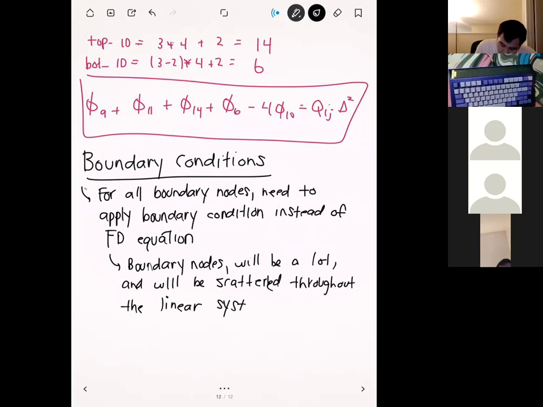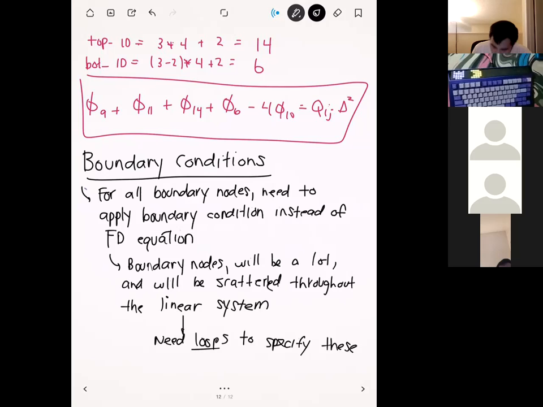Right. So this makes things a lot more complicated. And so what you'll see, once we implement the codes in MATLAB, is that we're actually going to need to use loops in order to implement the boundary conditions, okay? And these loops are going to be separate from our other loop, okay?